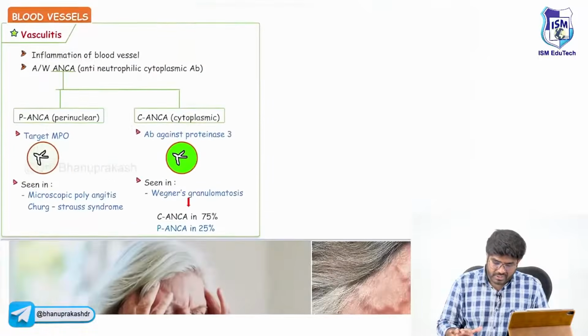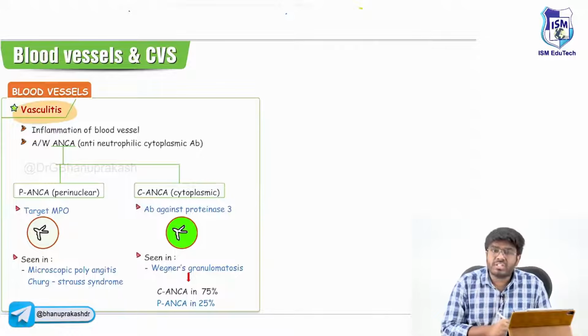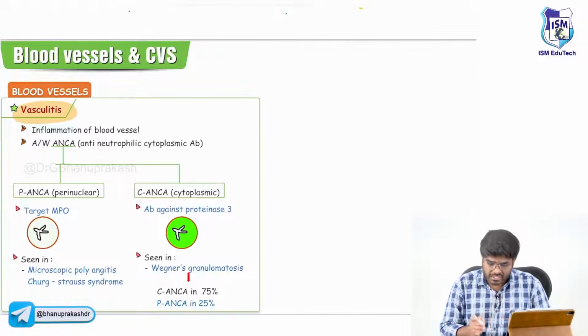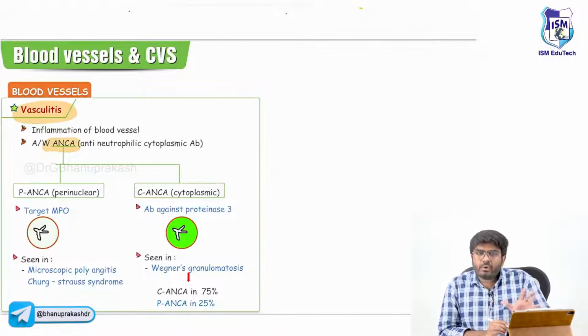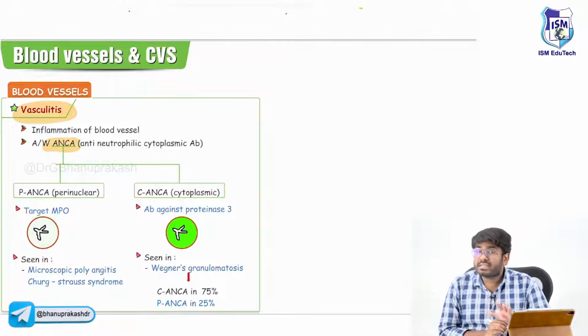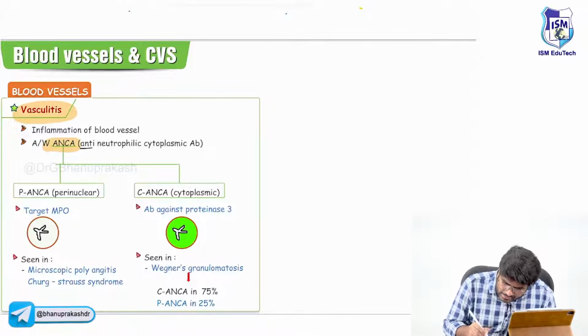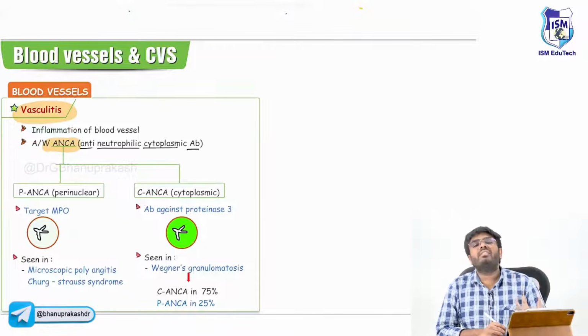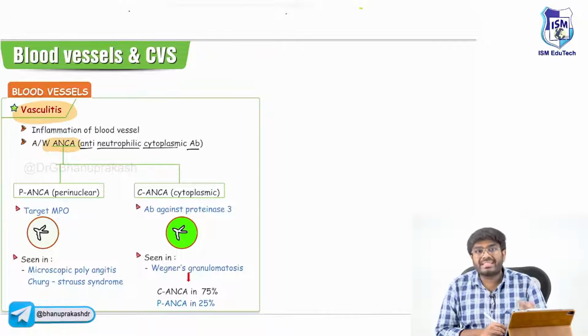Now after this classification, you need to understand that vasculitis is usually a condition associated with ANCA. In vasculitis, you are going to have this ANCA, sir. In which vasculitis, I will tell you. First of all, what is this ANCA? ANCA means anti-neutrophilic cytoplasmic antibodies.